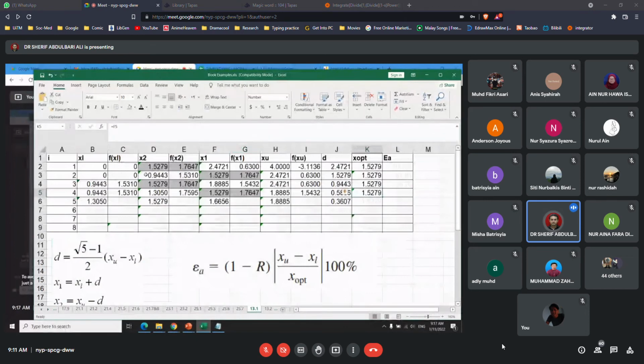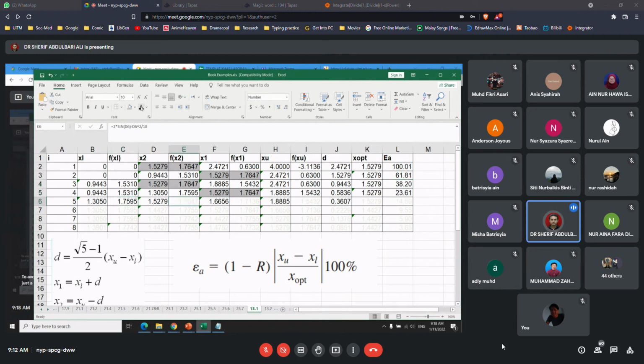So in my case, for the first iteration, x upper is 4, x lower is 0, and my x optima for the first iteration is 1.5279. So the answer is 100. Okay, you go for the second iteration: 1 minus r, it's 1 minus that constant value, times x upper, which is 2.427, and x lower is equal to 0, over the x optima, 1.5279. This is the error, so you can see that it's reducing. So you are going to continue calculating the error, and let's see what's going to be next for all the iterations.